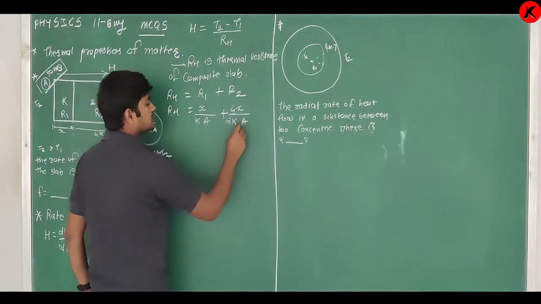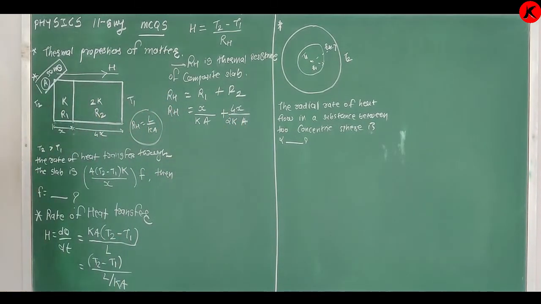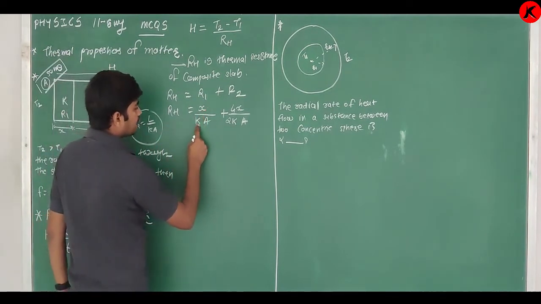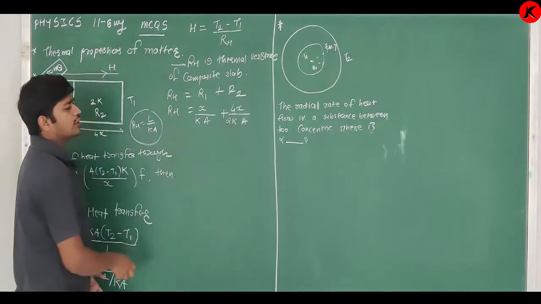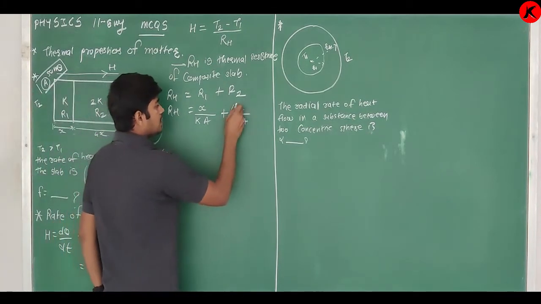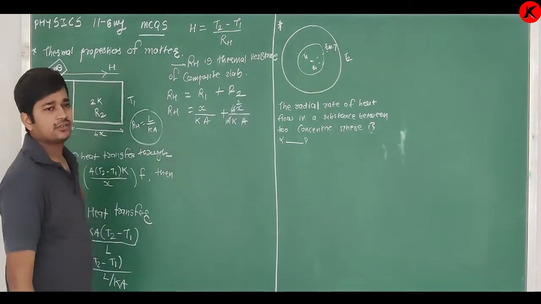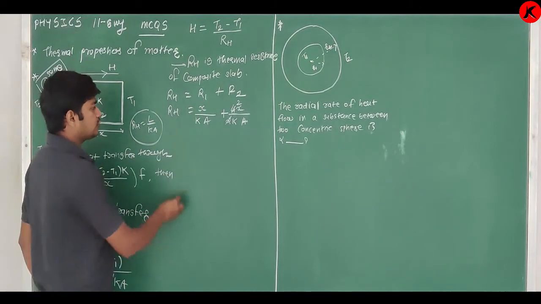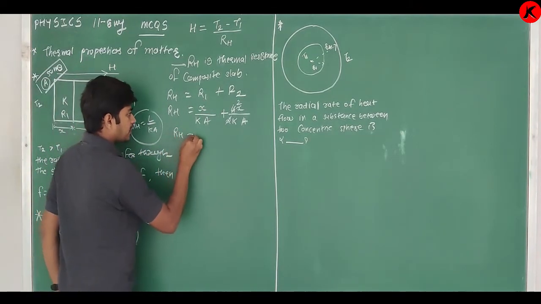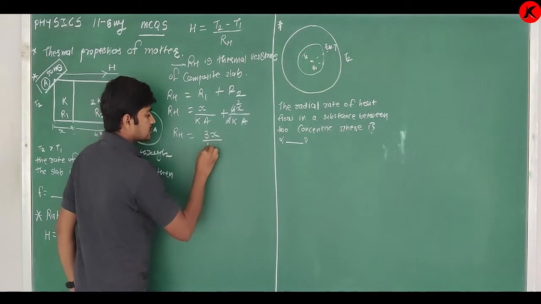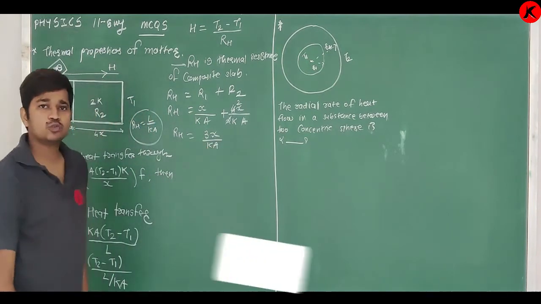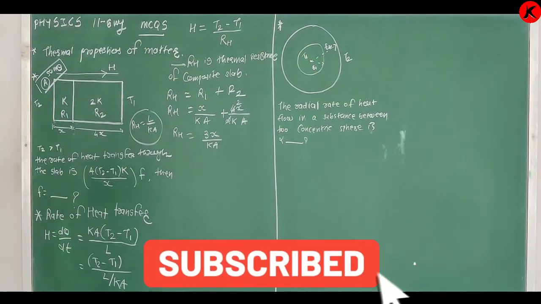2K. What is its cross-sectional area? It is K. So R2 is equal to this: x upon Ka plus 4x upon 2Ka. I can say here it is 2, here it is 2, and Ka, the denominator, is the same. So x plus 2x means it is 3x. So RH is equal to 3x upon Ka. And that is the value of RH.